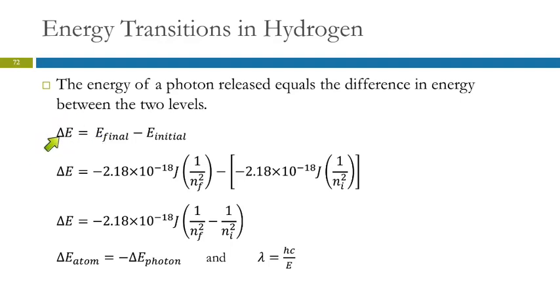So the change in energy is the energy of the final state minus the energy of the initial state. And we said earlier that the energy of an electron in hydrogen is minus 2.18 times 10 to the minus 18 joules times 1 over n squared. So the energy for the final state is this right here. The energy for the initial state is this right here, where this is n for the initial state and this is n for the final state. So we can factor out the minus 2.18 times 10 to the minus 18 and get 1 over nf squared minus 1 over ni squared.